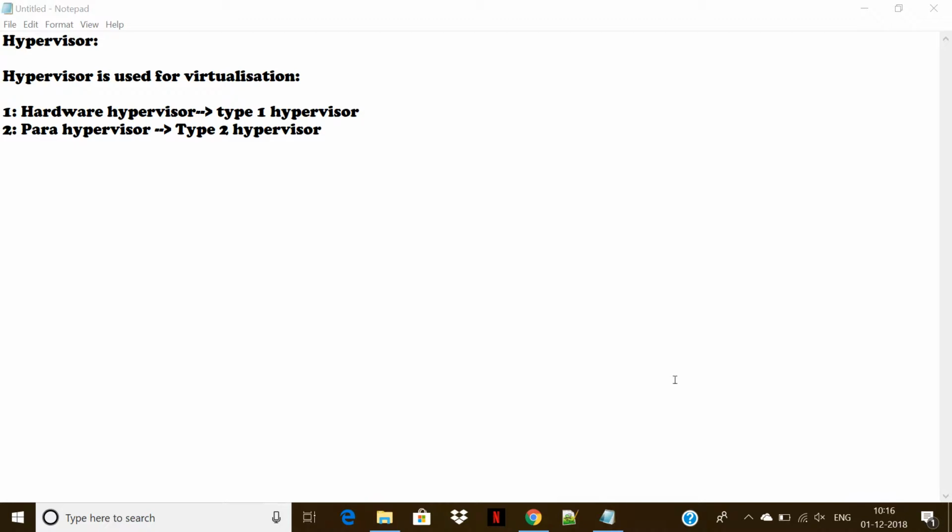The next one is para hypervisor. Now, what is a para hypervisor? I am pretty sure that people would be acquainted with para hypervisor. The naming convention is quite unusual, but the usage is simple. The example is, you have hardware.